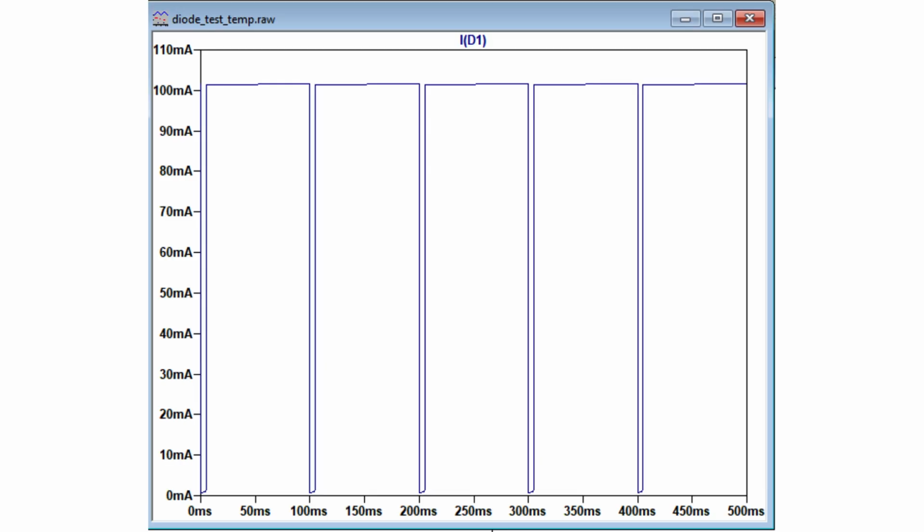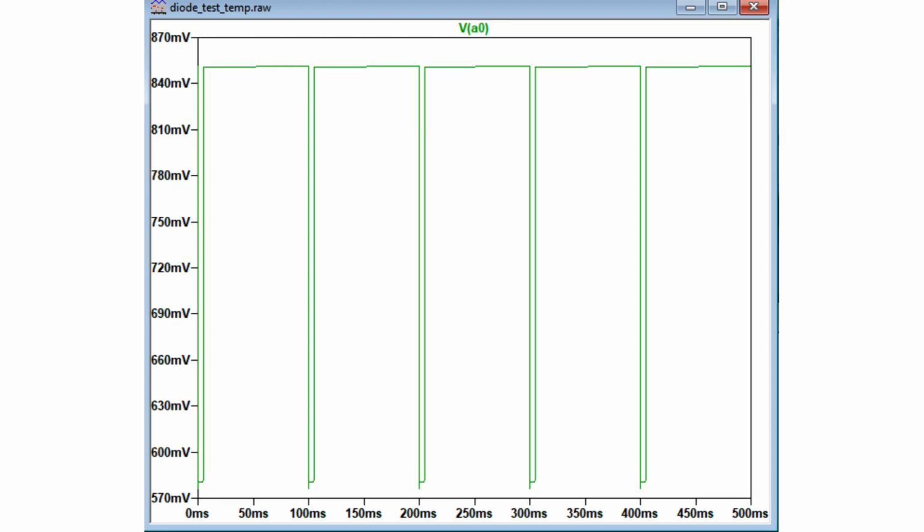Simulation shows the current pulsing from 102 milliamps down to 0.9 milliamps. The diode voltage is 851 millivolts at high current, where the diode heating is at 87 milliwatts. When the current drops to 0.9 milliamps, the temperature is measured. This voltage is 580 millivolts. It is the reference cold voltage before the die heats up.